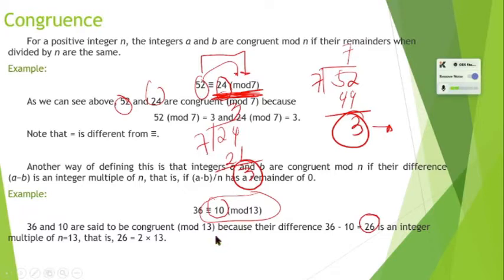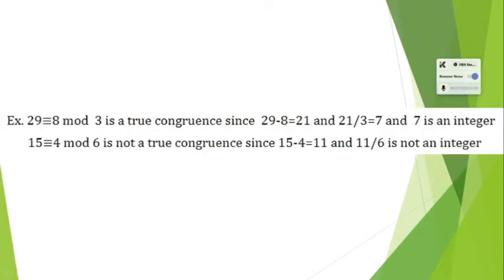Now, I think we're good here. Let's go with the next slide. So, for example, now let's have this. 29 is identical to 8 mode 3. So, it's a true congruence because if we subtract 29 and 8, then we divide it with the mode which is 3, it is an integer. Dapat yung output is integer, not fraction. Okay? So, no worries. Palagi naman positive yung answer talaga kasi nga, we're dealing with congruence.